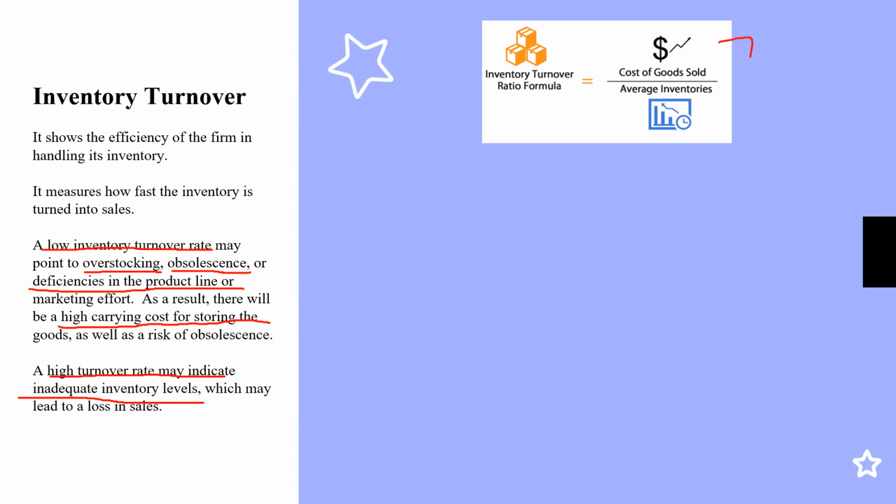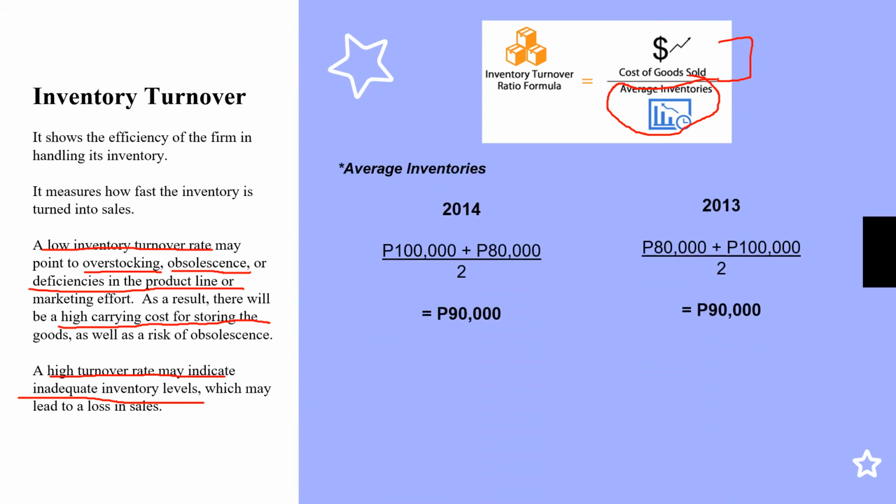Cost of goods sold, ito yung makikita natin sa ating income statement, yung ginastos natin to produce yung ating ibinebenta, and then average inventories. So, same way kung paano natin kinuha yung average accounts receivable, yung previous plus the current divided by 2. So, just like this. So, for 2013, we have the average inventories na 90,000. So, 80,000, ito yung inventories ng 2013. Yung 100,000, ito yung inventories ng 2012.